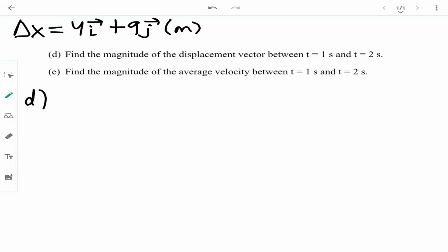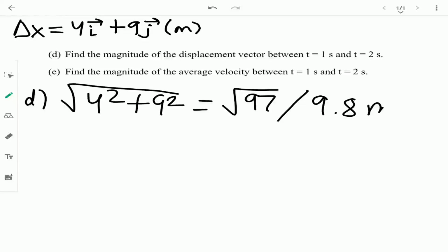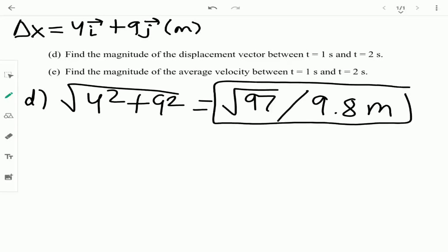Okay, let's check. Part D says we have to find the magnitude. It's very easy. All I have to do is take the square root of 4 squared plus 9 squared, which is the square root of 97, or you can keep it as 9.8 meters. Both work. You can keep it in radical form or convert to decimal form. It's your choice.